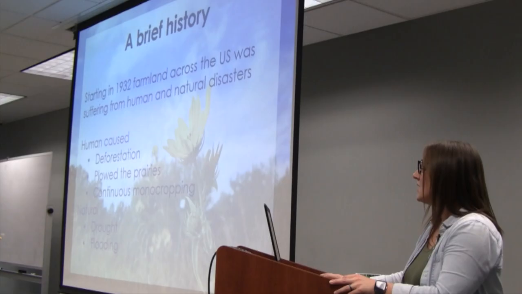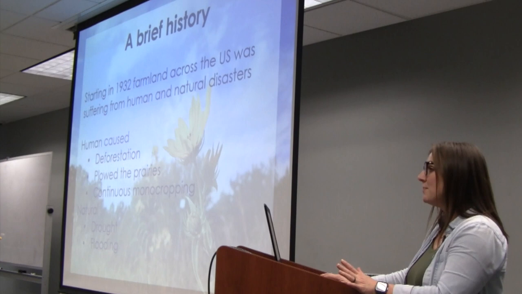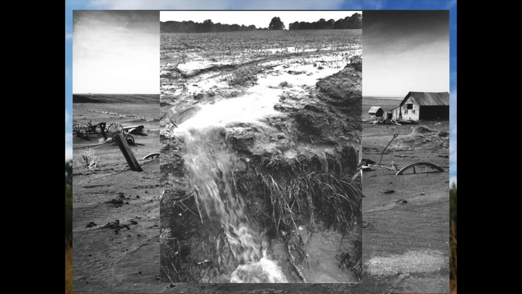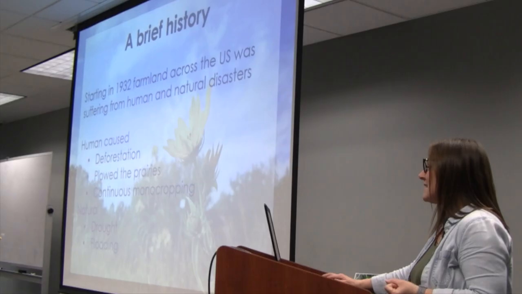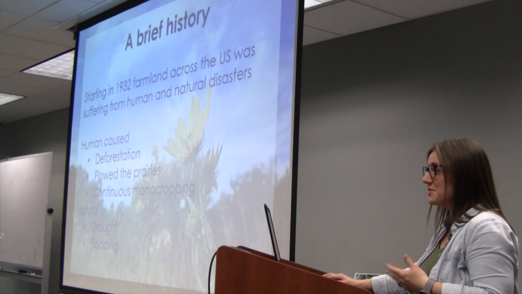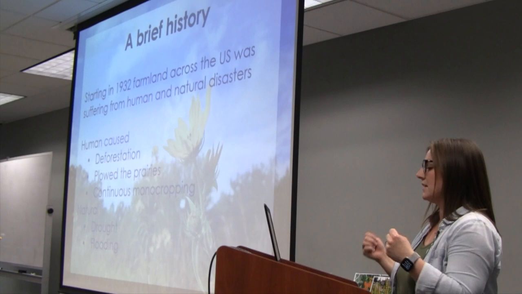Okay, so first we're going to talk a bit about soil and water conservation districts and what they do. In the 1930s, a lot of disasters started happening across the United States, largely on farmland. People caused these problems. They cut down all the trees. They plowed the prairies. They planted things like corn and wheat over and over again, never letting their fields rest. And then we had some natural disasters that compounded that too. We had big droughts, and when it did rain, there would be these big gully washer rainstorms. So it caused a lot of problems.